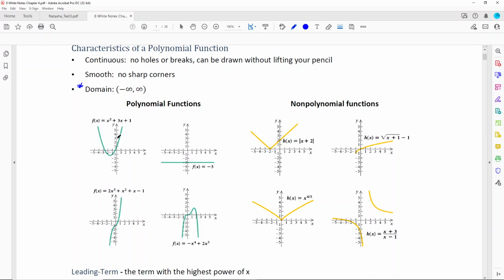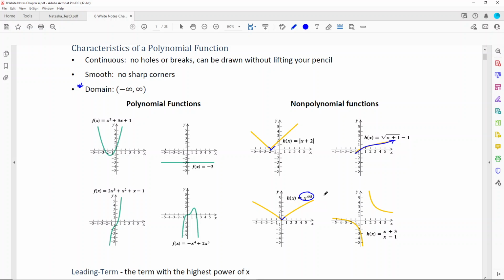So for polynomial functions, here's a nice x squared graph, here's a nice constant graph, here's a nice cubic graph, here's a nice quartic graph. You'll notice they're just smooth, right? Versus the non-polynomial functions, where you get these sharp corners. These do have these sharp corners. Or maybe the graph doesn't start until -1, right? So this is a radical graph. This one is also radical, just FYI.